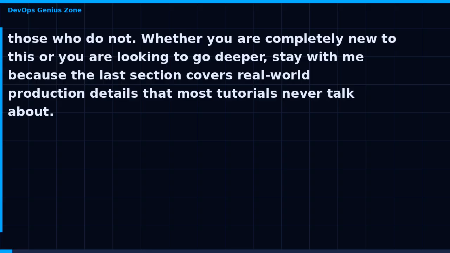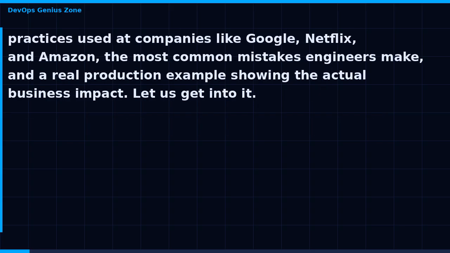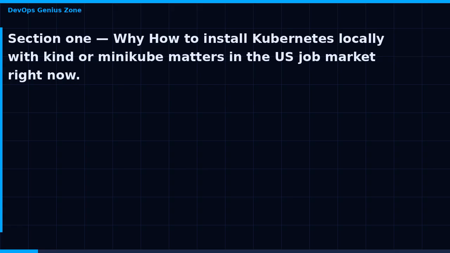Here is what we are going to cover today. We will start with why how to install Kubernetes locally with Kind or Minikube is so important in 2025 and what problem it actually solves. Then we will go deep into the core concepts, how it works under the hood, how to get started correctly, the best practices used at companies like Google, Netflix, and Amazon, the most common mistakes engineers make, and a real production example showing the actual business impact. Let us get into it.